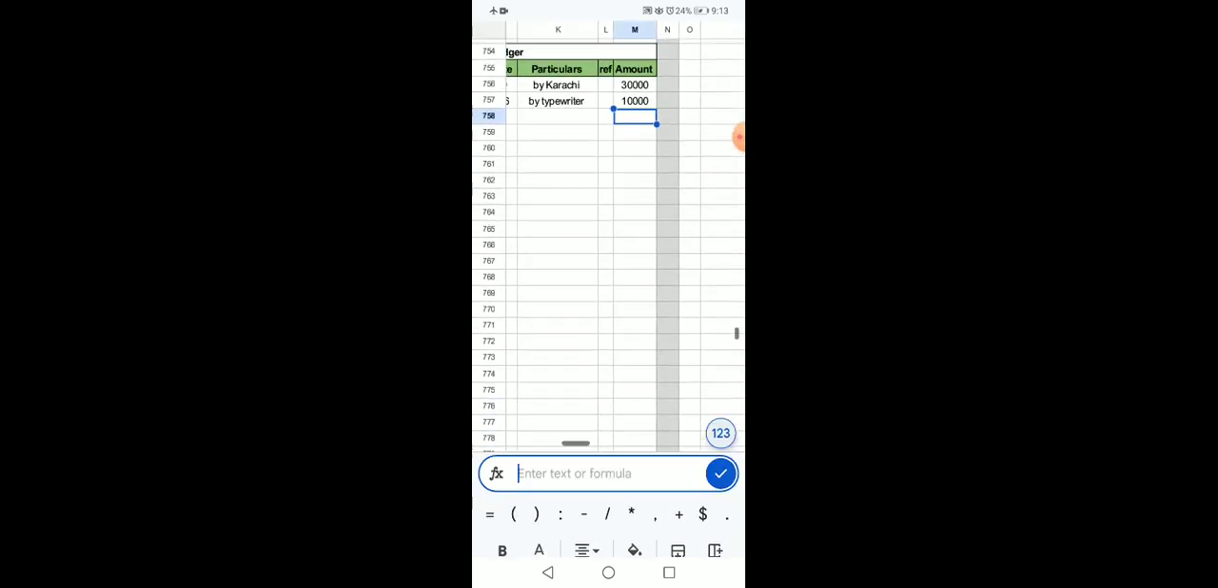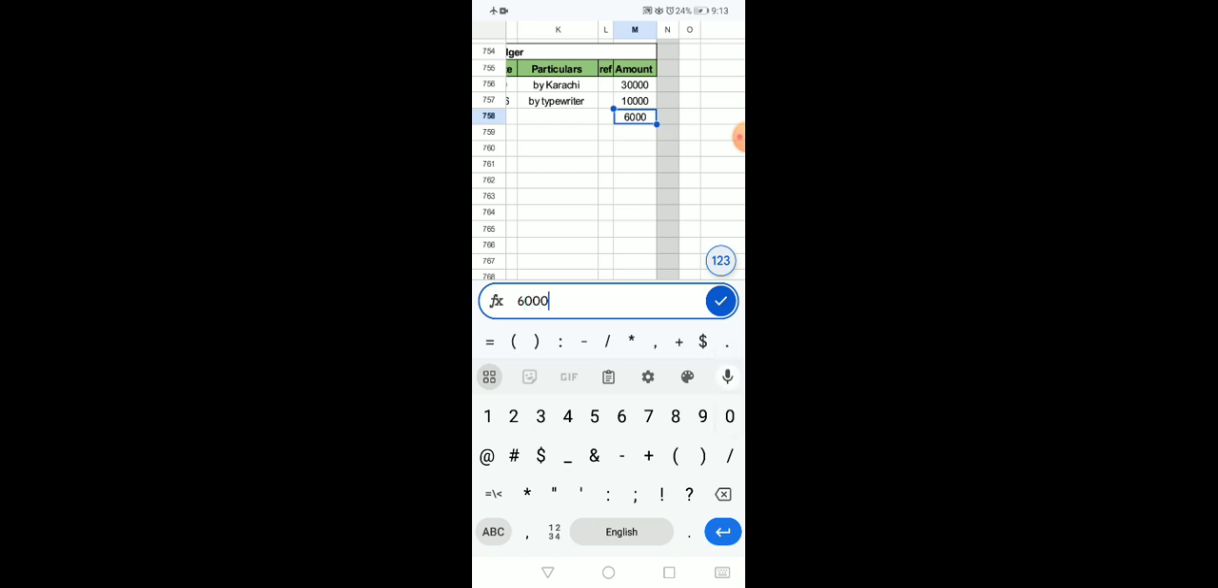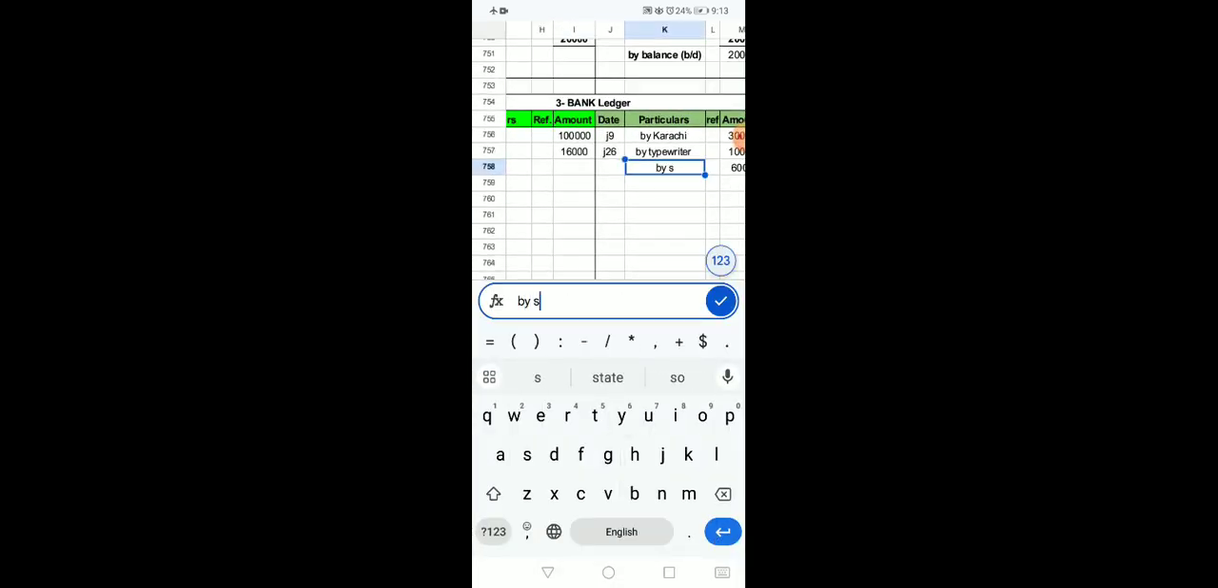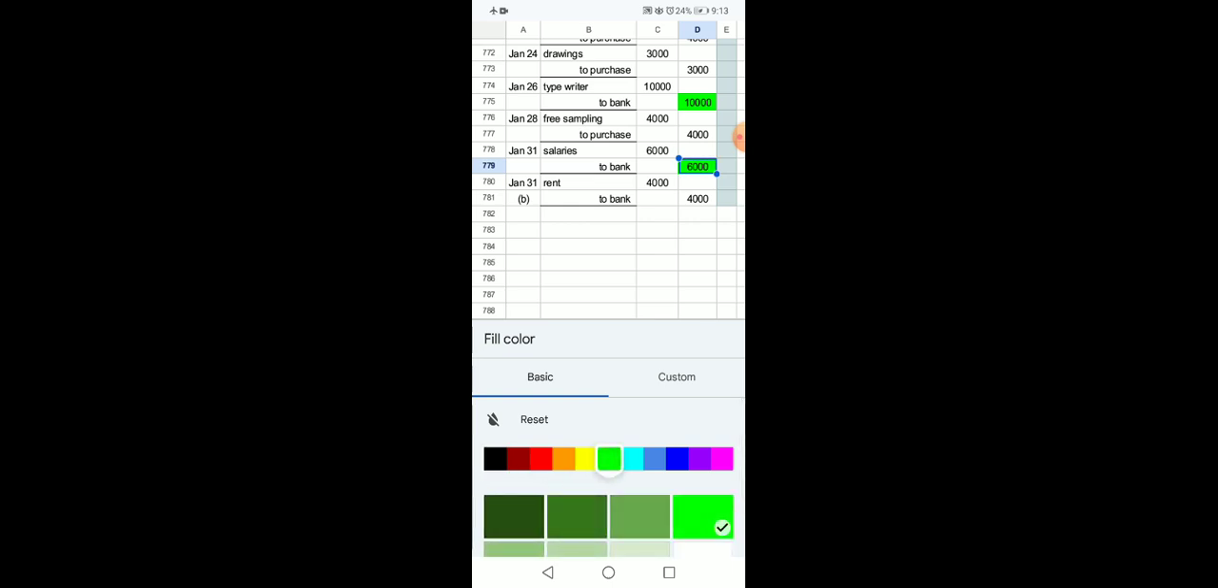Next entry January 28, bank is not present. Then January 31st, yes, bank is present with 6,000 on credit side. Put 6,000 on credit side of ledger as well. What is written on the opposite side? Salaries. So write down salaries in reference column. See what was the date, January 31. So put January 31 as date over here. It means 6,000 entry for bank has been completed. Mark it as it has been done.